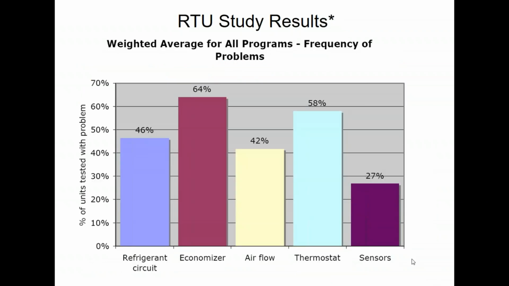You guys have probably seen this chart before as well. It is a study from 10, 12 years ago, 500 rooftops at 180 buildings. This is the most common problems that were found on these existing buildings, right? Half the time they had the wrong charge. Half the time they didn't have the correct airflow, too much or too little. Half the time the thermostats were not programmed, configured, or wired correctly, right? And 64% of the time the economizers were not functioning correctly.